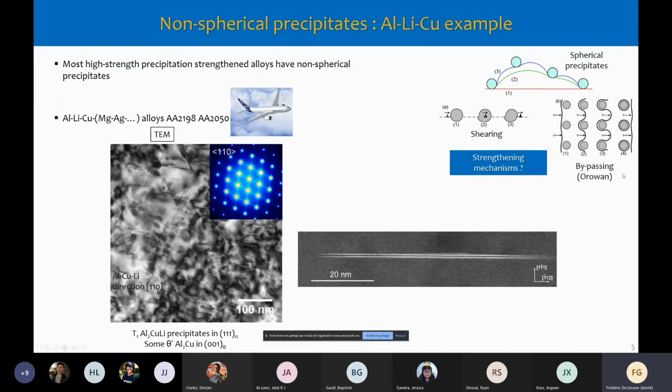But here, how does it translate with these kind of precipitates, which are very large? Can you have the same kind of shearing to bypassing transition that explains the peak in strength? We'll see if we can look at this later on. But this kind of morphology causes experimental challenges, but also modeling challenges, and we'll try to discuss both of these.